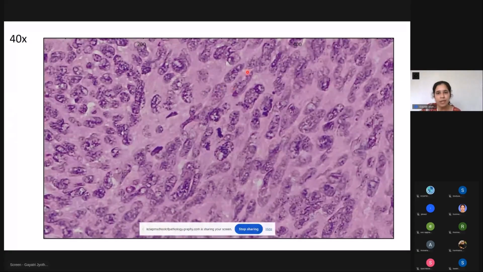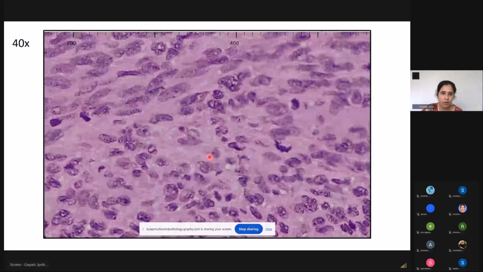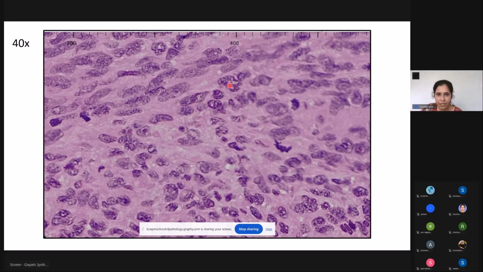The individual cells appear to have hyperchromatic nuclei showing features of pleomorphism with coarse chromatin, and also scant eosinophilic cytoplasm, and they have an irregular nuclear membrane. And in between, we can also make out many mitotic figures. This is another view of the same, showing the same pleomorphic nuclei. All these pleomorphic cells have hyperchromatic nuclei and coarse chromatin, and here we can appreciate many mitotic figures.